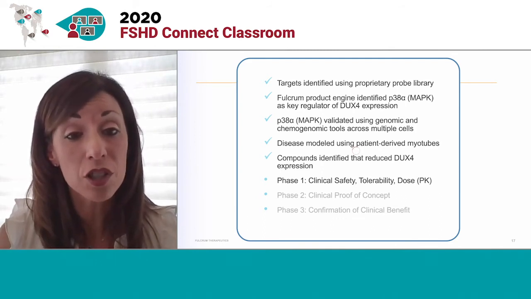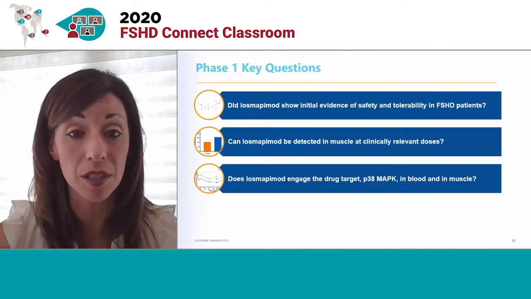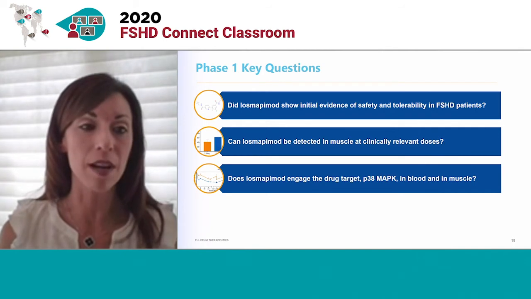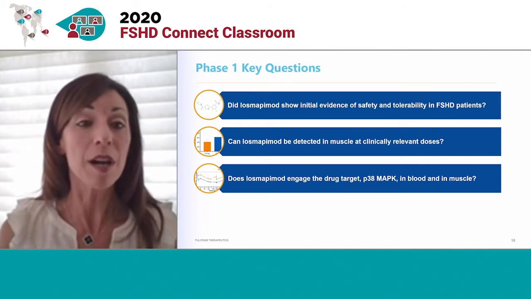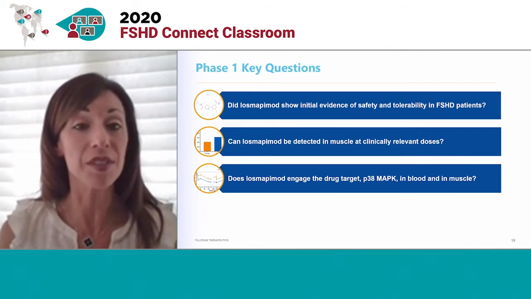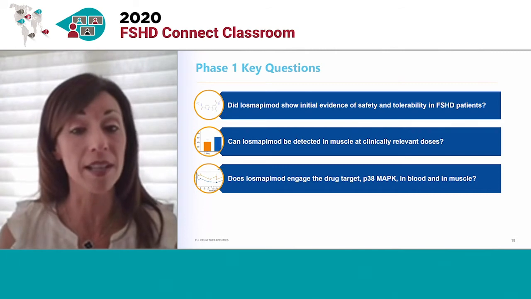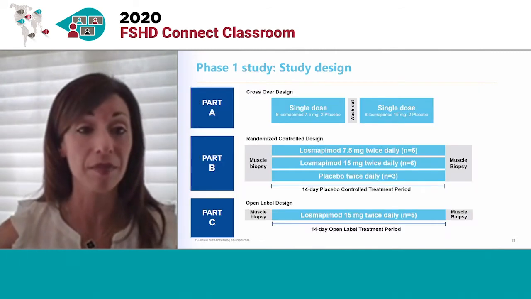In phase 1, we usually evaluate clinical safety and tolerability, and it can also help with dose selection. So the key questions we asked in our phase 1 program are: does losmapimod show initial evidence of safety and tolerability in FSHD patients? Can losmapimod be detected in muscle at clinically relevant doses? And does losmapimod engage the drug target, P38 MAP kinase, in blood and in muscle?